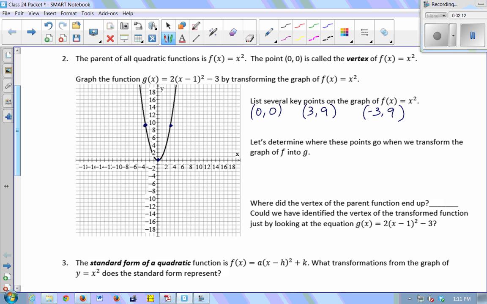All right, I want to determine where these points go when we transform f into g. So when you look at this function g, what's the first transformation we have to do? The -1. You always do the horizontal shift first. So that -1 means I'm going to shift the whole graph right 1 unit, right? Okay, so how do you change the x values if you're going to shift right 1 unit? Add 1. To go to the right, you have to add 1. Okay, so this is going to become 1, 0, 4, 9, and -2, 9. That's my right one.